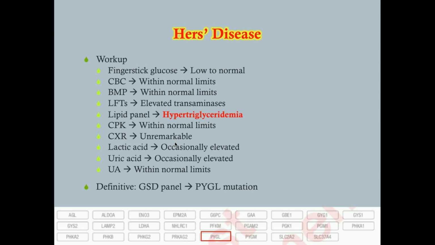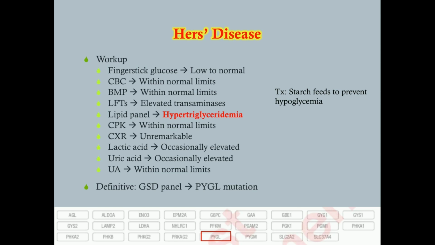And I'm not sure why you can get hypertriglyceridemia with Hers disease. I know why you get it in von Gierke's, but if you know why hypertriglyceridemia shows up in Hers, please write me a note below because I want to know. Okay, glycogen storage disease panel, done any time you suspect glycogen storage disease, will show a PYGL mutation. And I think that just stands for phosphorylase glycogen liver.